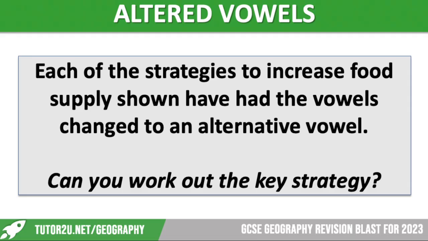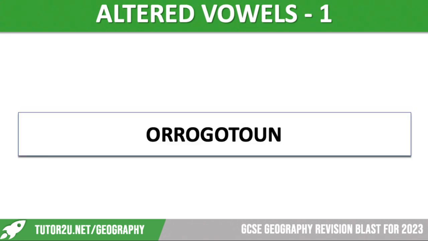Right, let's move on to a round of altered vowels. So we are now going to focus on strategies to increase food supply. Each one that you are going to see has had the vowels changed to a different vowel, so the words look slightly different. Let's see if we can work out what they are. So our first one is a really common one, something that we see in the summer all the time in this country, if you live in a rural community.